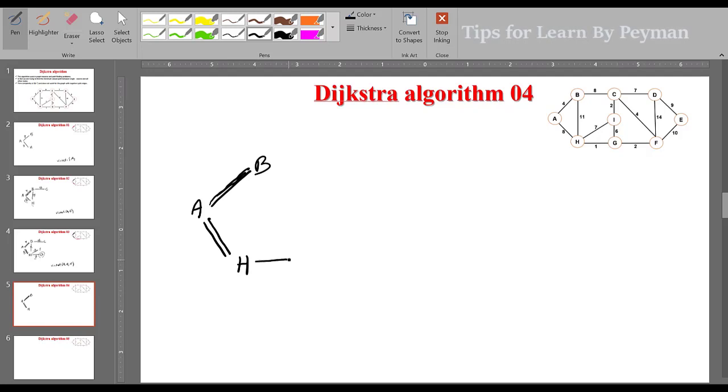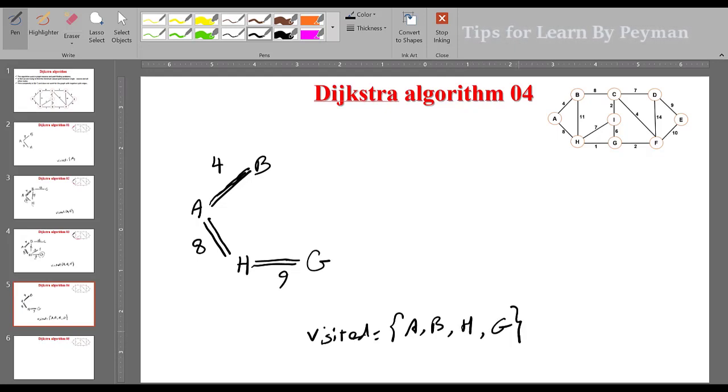I have H here. I have G with value 9, 8, 4 here. Okay, so I visited, I write it here: I visited A, B, H, G. Okay, so let's see. We have here the C with a value of 12. We have H here with a value of 15 to I.